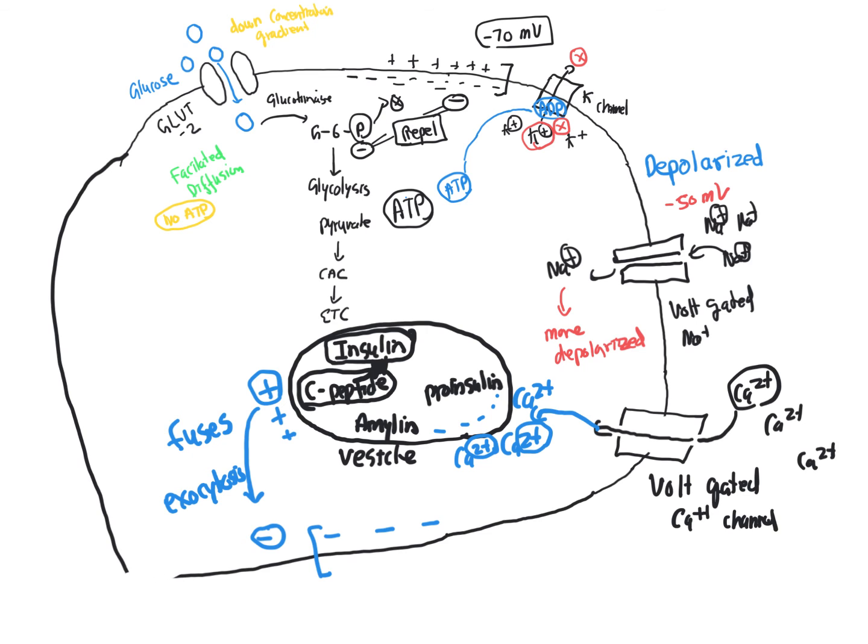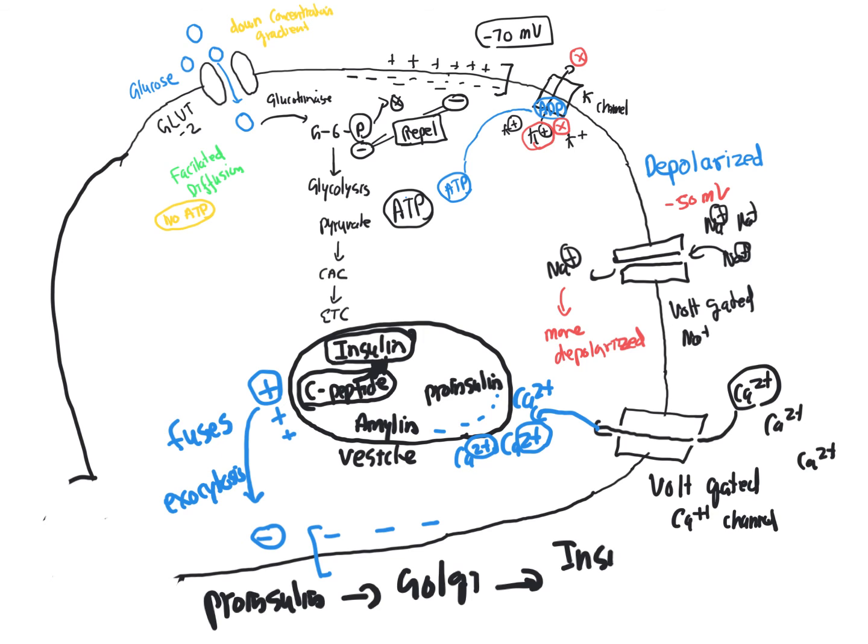And just note that proinsulin goes to the Golgi apparatus where it is broken down into insulin and C-peptide. We are not too worried about proinsulin for now because the vesicle contains only a small portion of proinsulin.